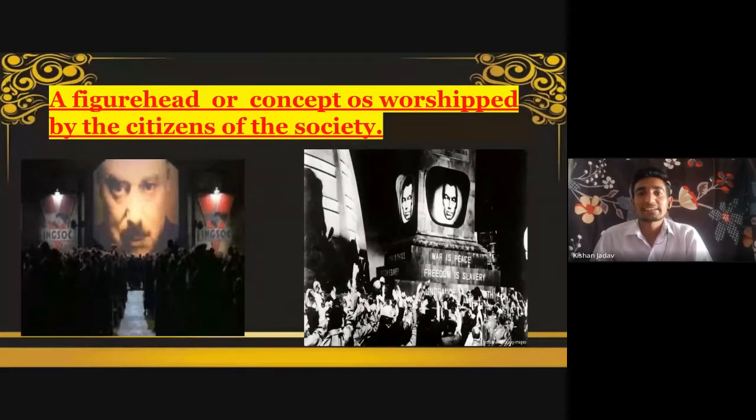Another characteristic is a figurehead or concept worshipped by the citizens of the society. So when Big Brother is shown on the screen, everyone hails and respects him, which shows that one person dominates and rules over them, and all people follow the one man.